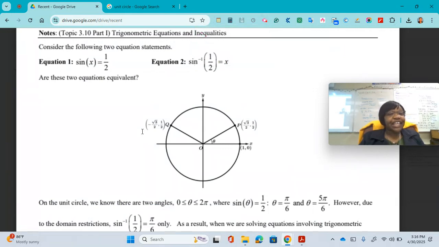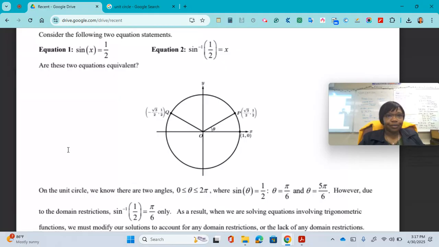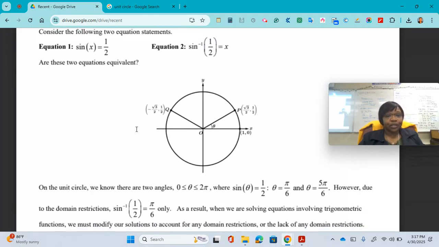Okie dokie. Notes. Topic 3.10, Part 1. Trigonometric equations and inequalities. Consider the following two equation statements. We have the equation sine of x equals 1/2, and we have the equation inverse sine of 1/2 equals x. Are these two equations equivalent? Maybe. Yeah, I would think so too. Yeah, because it's the inverse of the other.